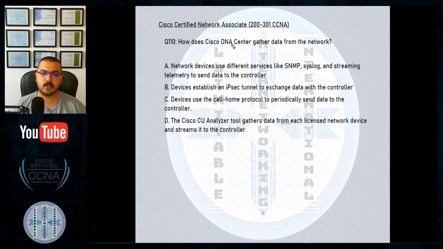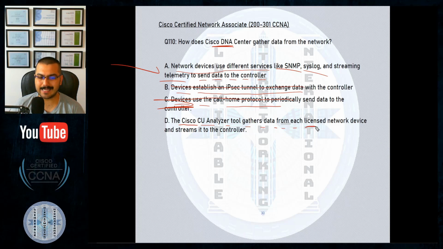1010. How does Cisco DNA Center gather data from the network? Let's see. Network devices use different services like SNMP, syslog, and streaming telemetry to send data to the controller. That can be correct. Device establishes IPsec to exchange data? No. Devices use the call home protocol? No, this is for applications and other stuff. The Cisco CU analyzer tool gathers data from each licensed network device and streams it to the controller. Yes, that is also correct.